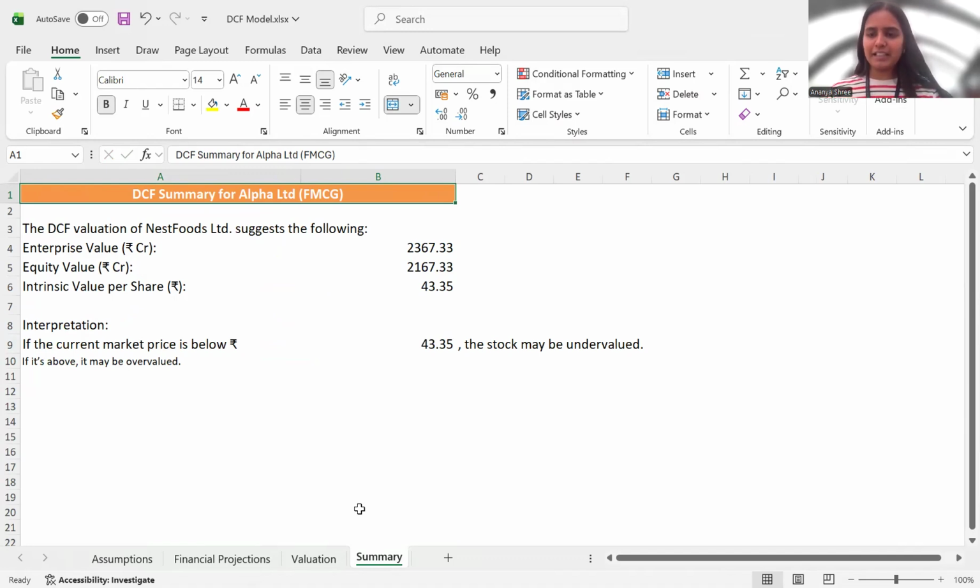Alright, we built the DCF live: projected revenue to FCF, calculated terminal value, discounted cash flow, and derived intrinsic price per share. So if you want, I can prepare a version of this model with toggles and data tables for sensitivity. Let me know which assumptions you want to test.